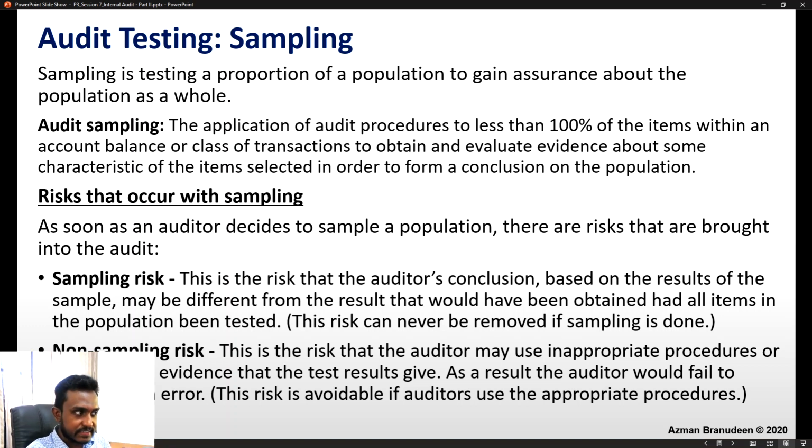The non-sampling risk is the other aspect, where the auditor may use inappropriate procedures or misinterpret evidence that the test results give. As a result, the auditor would fail to recognize an error. So while that is the case, because this is more on the auditor's part and not the sampling aspect of things, it is avoidable if the auditors use the appropriate procedures. The non-sampling risk is something that we can address, while the sampling risk is going to be there if you choose to use an audit sample.